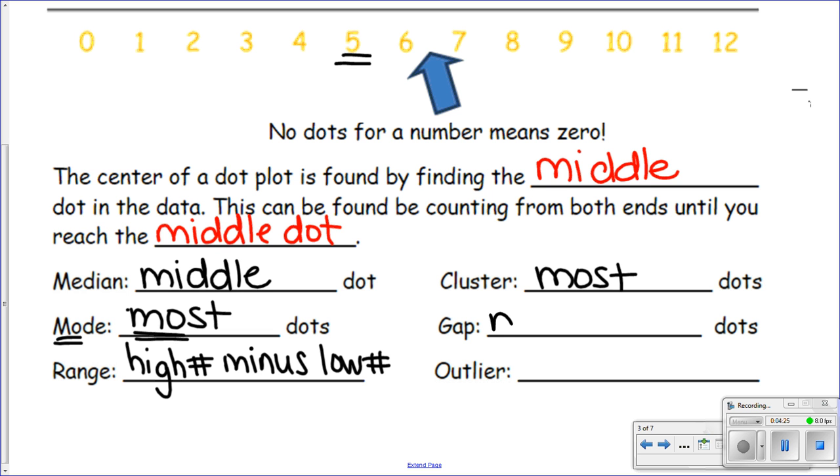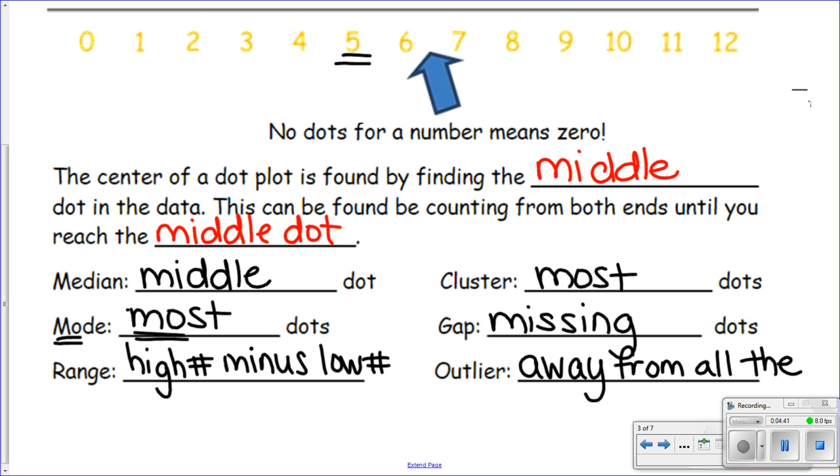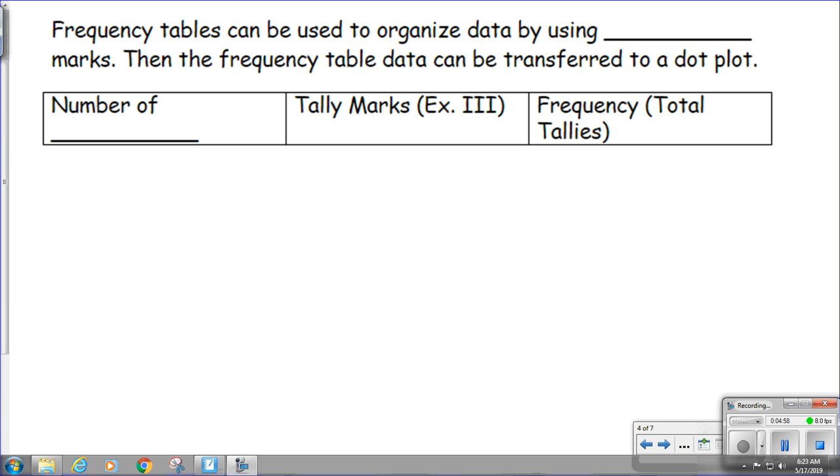Gap is where we're missing dots. In this case, 6 and 7 would be where there's a gap. And outliers are away from all the other dots. In this case, there are no outliers in this dot plot. If you had someone say they ate breakfast in 20 minutes, that would be an outlier.